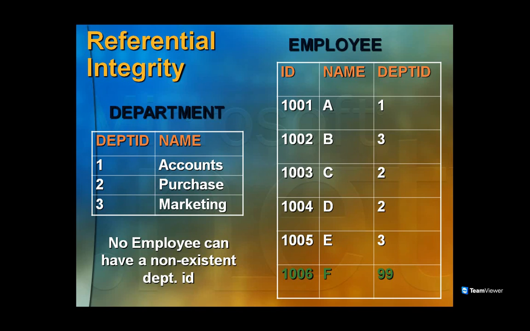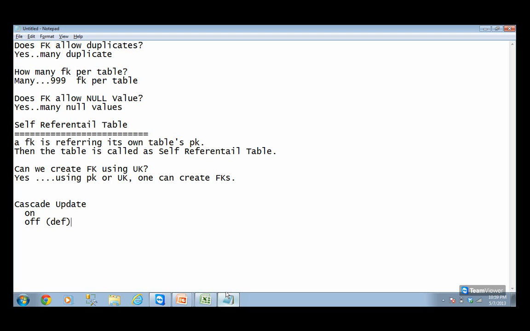If you make cascading delete on, by default it will be off. Cascading delete, if you make it on and delete this row, what happens is wherever there is a 3, the entire row gets deleted. This row 1002B3 and 1005E3 gets deleted. So these two are called cascading update and cascading delete features.